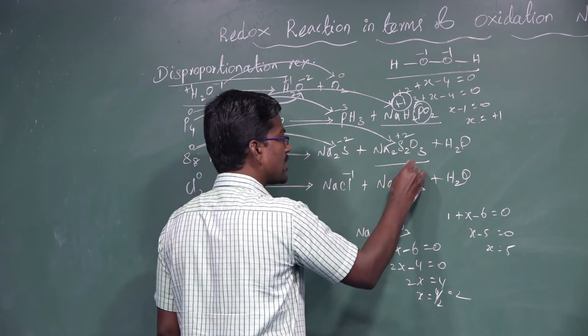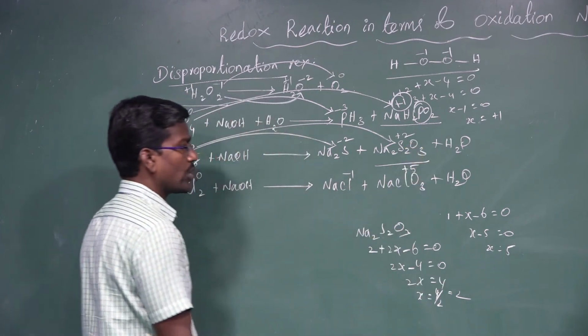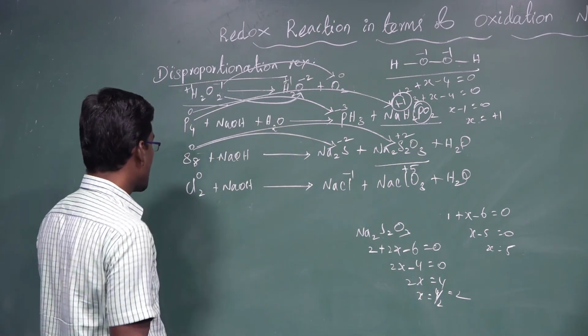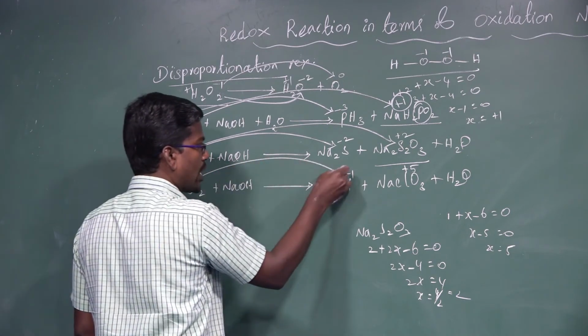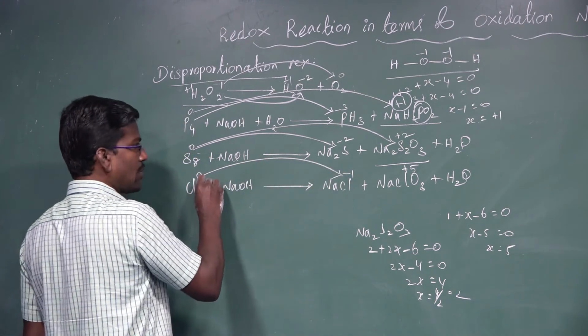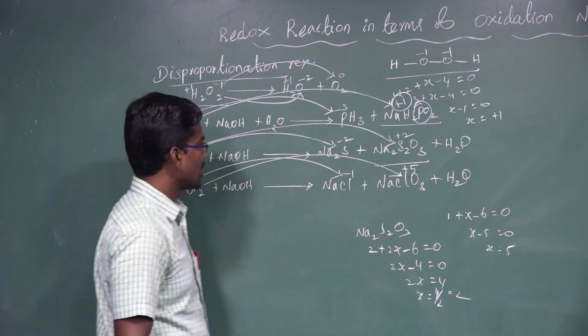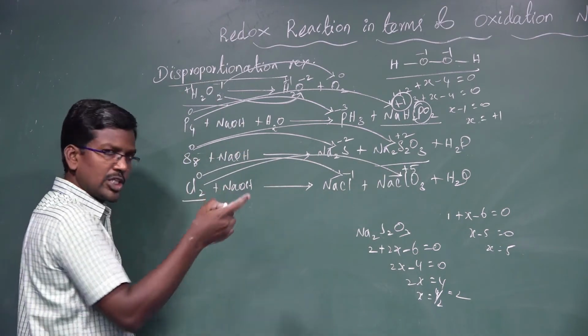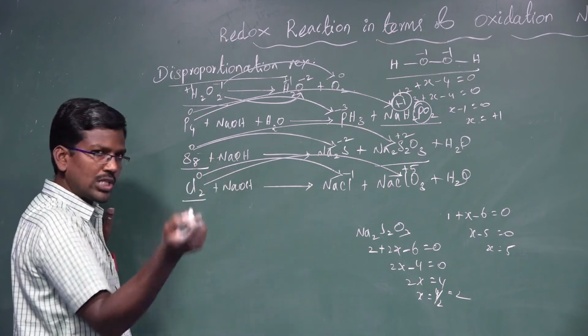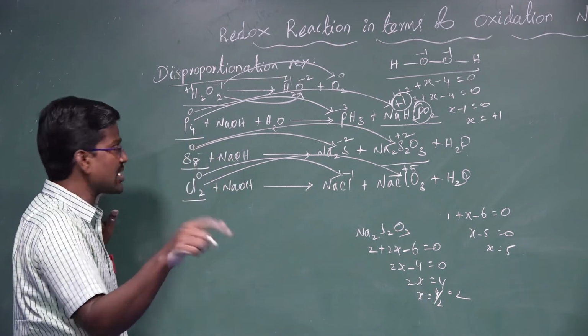Here, chlorine X will be in the plus 5 oxidation state. 0 can be converted to minus 1, reduction. 0 can be converted to plus 5, oxidation. So chlorine molecule X will undergo both oxidation and reduction. Sulfur molecule X will undergo both oxidation and reduction. Phosphorus X will undergo both oxidation and reduction.